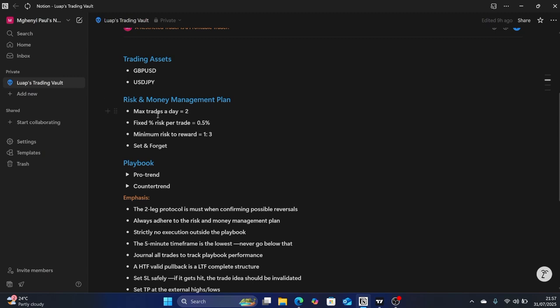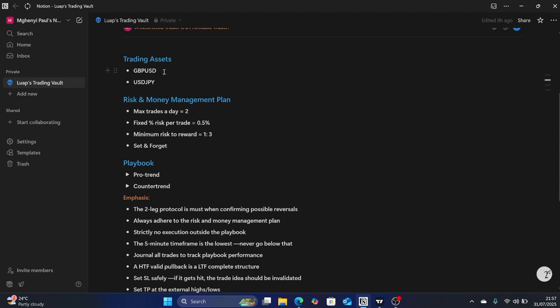Always adhering to the risk and money management plan, I will always follow this. I will never take more than 2 trades in a day. I will never take a risk that is more than 0.5% of my account balance. I will never take a trade that has a risk reward that is less than 1:3. Of course, for the trading assets, I may shift sometimes, but mostly I prefer GBP/USD and USD/JPY.